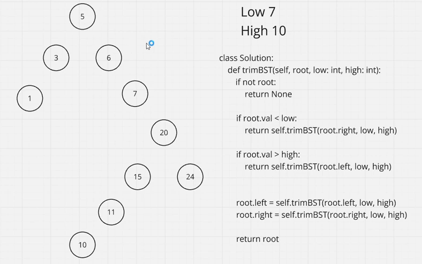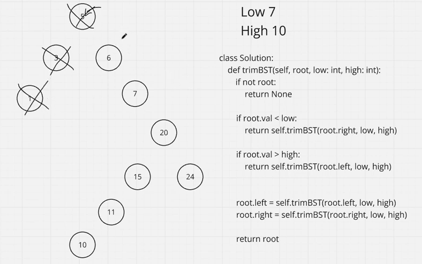We're now starting from number 5. Number 5 is currently the root and it will not trigger the first check because it has a value, but it will trigger this if statement. Why? Because it is less than 7. So what will it do? It will go into root dot right, which means it's going to return root dot right, and all this part is going to be removed.